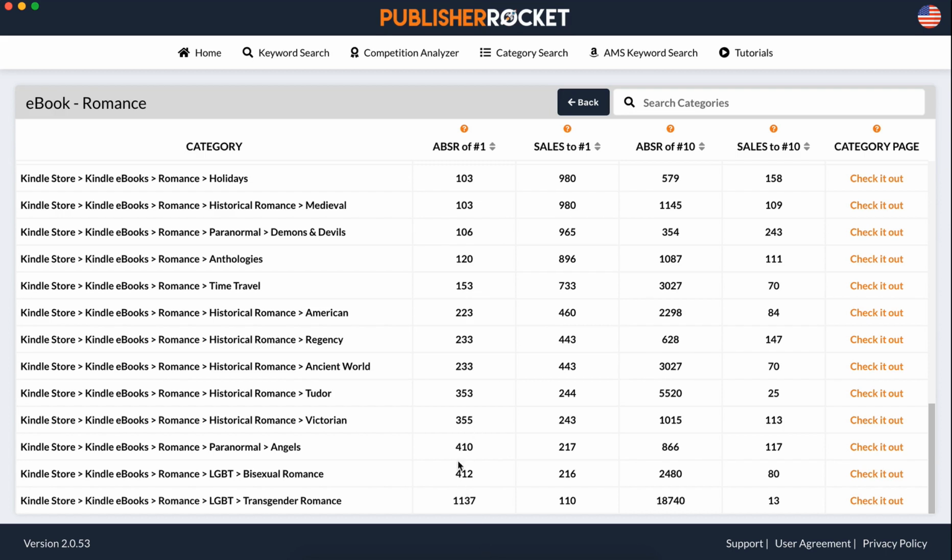Romance obviously is a huge seller, so this means the bottom one is only selling 110 copies a day. But the good news about that is there's a big market for it. So if you wanted to, let's say, have an angel romance, this has an Amazon bestseller rank of 410, which is still high, but not as high as women's fiction or some of the other ones. And its number 10 is already selling 117.